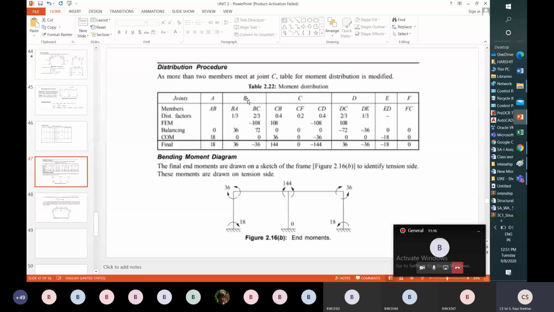But if you take joint B, we have an unbalanced moment of minus 108. Why? Because at joint B, members BA and BC are meeting. If you sum the moments for BA and BC, we have an unbalanced moment of minus 108. That we need to distribute to the members BA and BC, because these members are meeting at joint B. That's why I'm distributing this 108 kilonewton meter to those members.